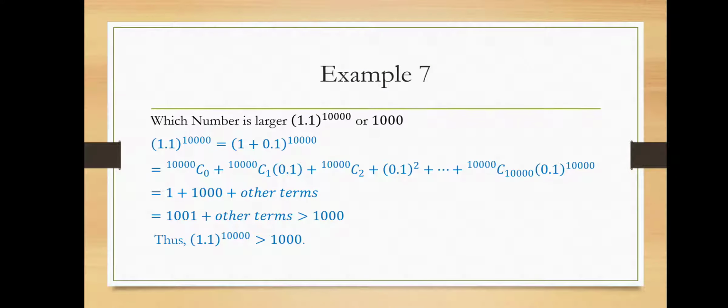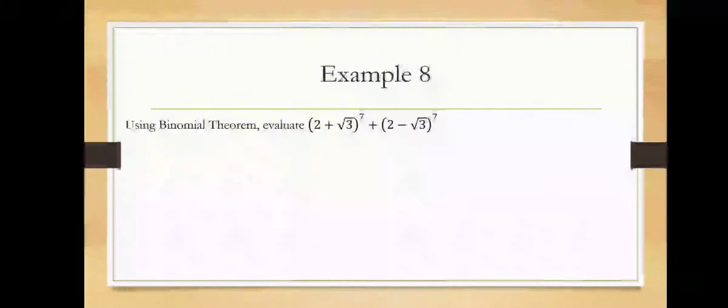Next problem. Number 8. Using binomial theorem, evaluate (2 plus root 3) to the power 7 plus (2 minus root 3) to the power 7.